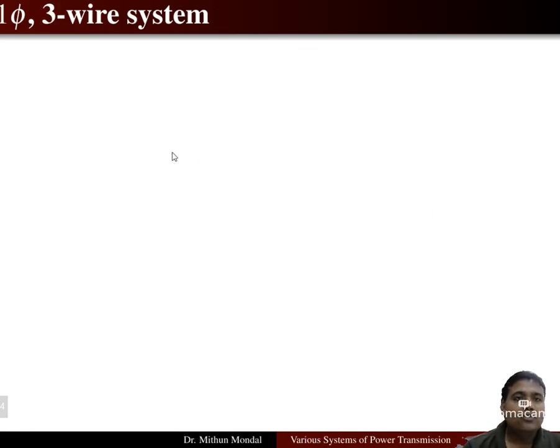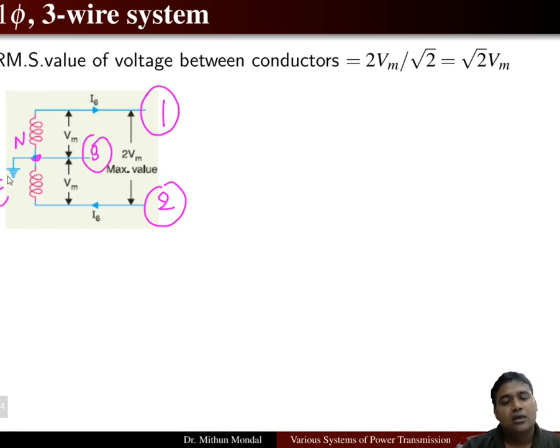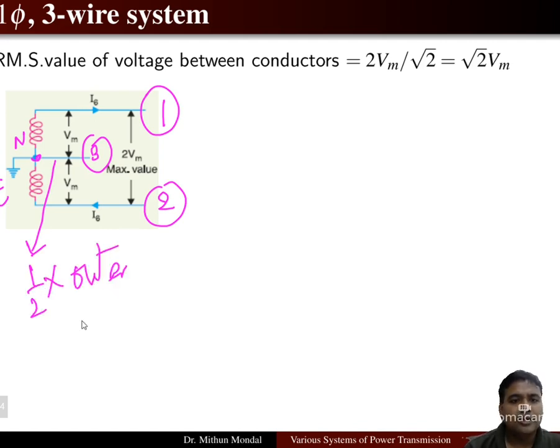The next discussion that we are going to do is the 3 wire system. We have discussed the 2 wire system, single phase. Now we'll discuss the single phase 3 wire system. Here you can see that you have conductor number 1, conductor number 2, and the neutral, the third conductor. This is your earth, correct? We also know that this neutral conductor has an area of cross section half that of the outer conductor.